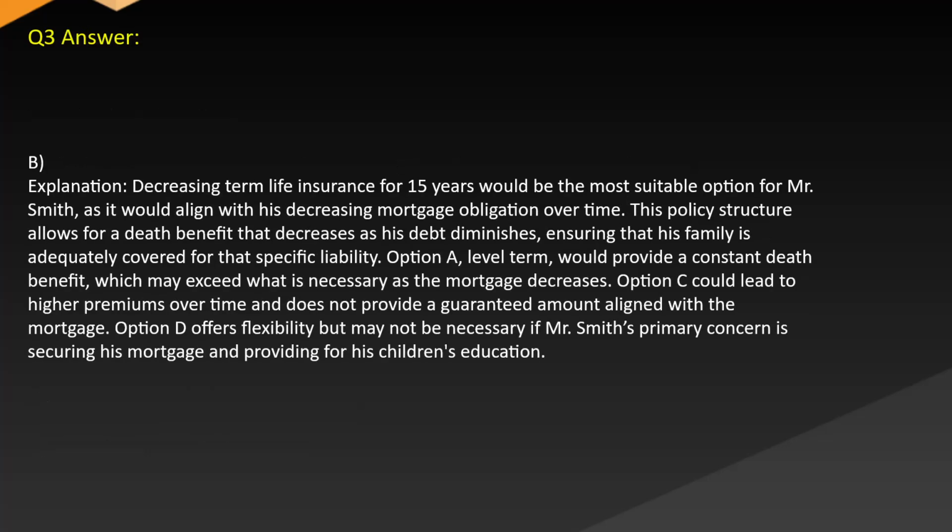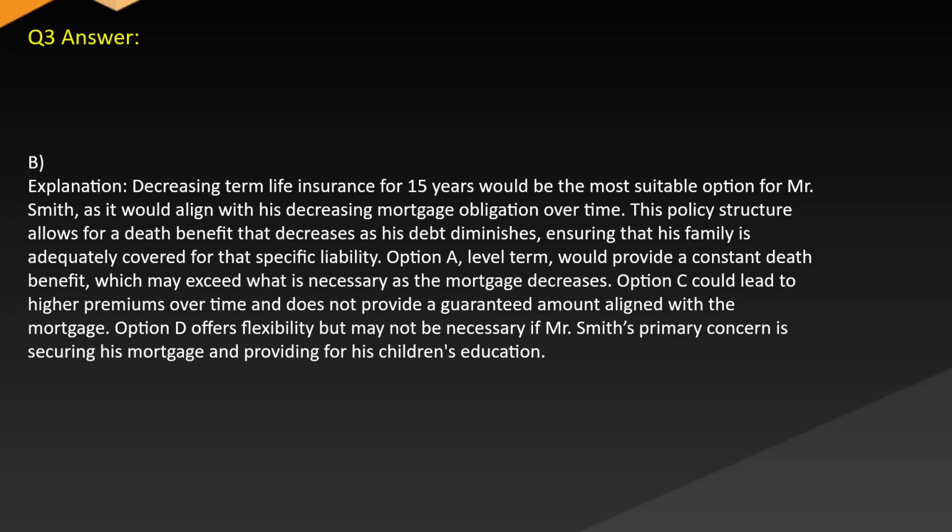Answer. B. Explanation. Decreasing term life insurance for 15 years would be the most suitable option for Mr. Smith, as it would align with his decreasing mortgage obligation over time. This policy structure allows for a death benefit that decreases as his debt diminishes, ensuring that his family is adequately covered for that specific liability.